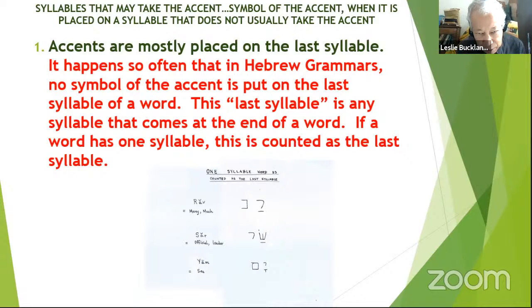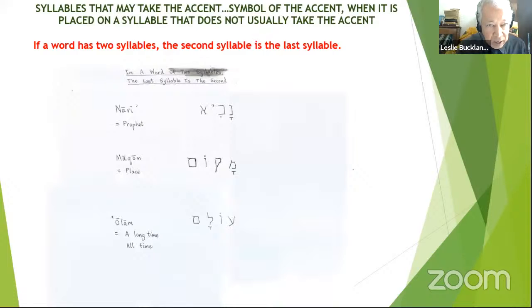It is the only syllable, it is the last syllable, and usually the accent comes on the last syllable, and it happens so often you don't need to put an accent symbol to remind the reader to accent that syllable. Let me illustrate further by a two-syllable word, a word that has two syllables. If a word has two syllables, the second syllable is the last syllable. So let us look at these words.